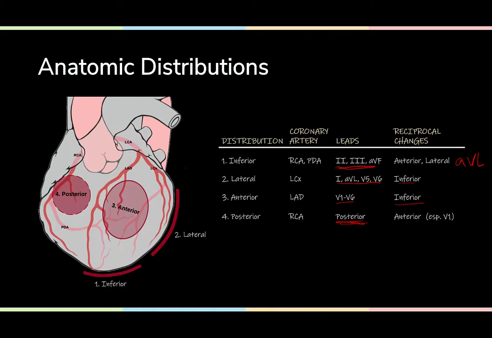And we're going to get into that. Yeah, we got some good examples of posterior MIs. But posterior MIs will have ST depressions in your V1, V2, V3 leads, and they're frequently missed. So we want to make sure that this is something that you will not miss going forward. You won't be like me. You'll be more like Ben.